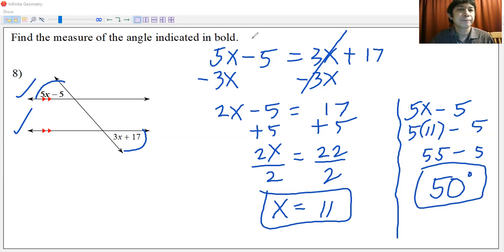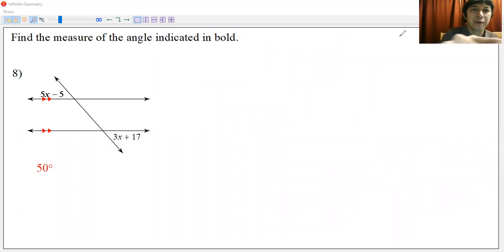There. And so let's verify. Okay, we have here the 50 degrees at the left side of the screen. There. Okay. So we're correct. And we shall continue with the next example, number 9. Let me clear the screen and continue with number 9.